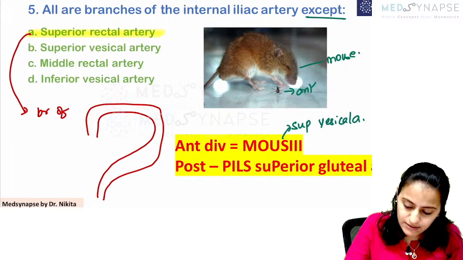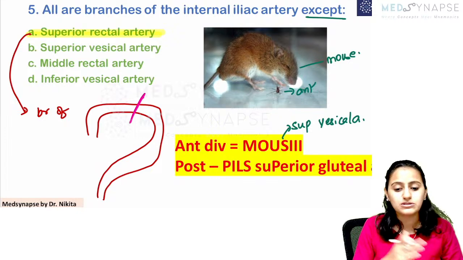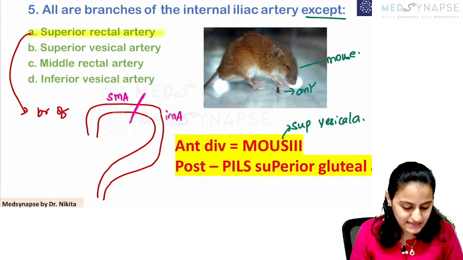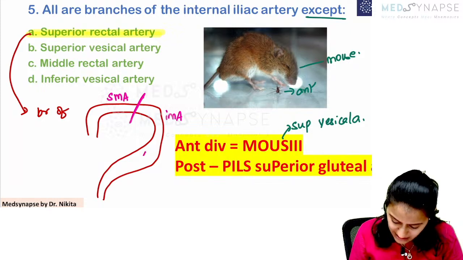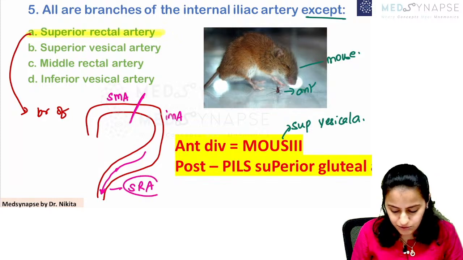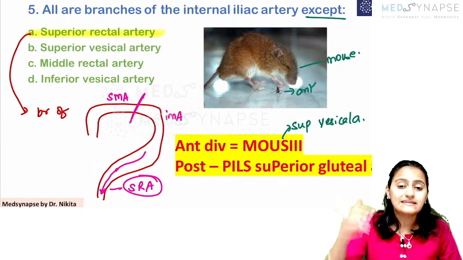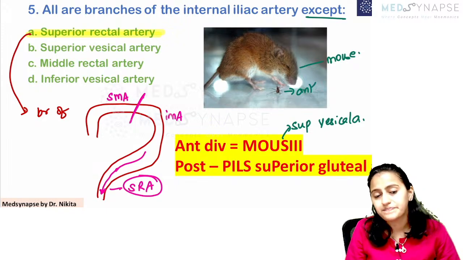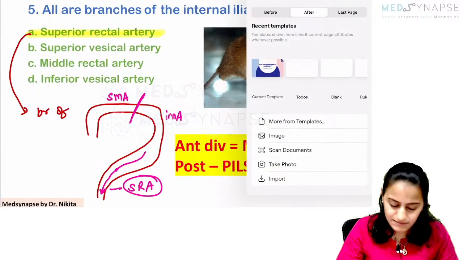If you remember the blood supply of the colon, the transverse colon, right two-thirds, left one-third: up till this part it is the superior mesenteric artery. After that, it is the inferior mesenteric artery. This inferior mesenteric artery is the one which goes down as the superior rectal artery. So remember that the superior rectal artery is basically your inferior mesenteric artery.